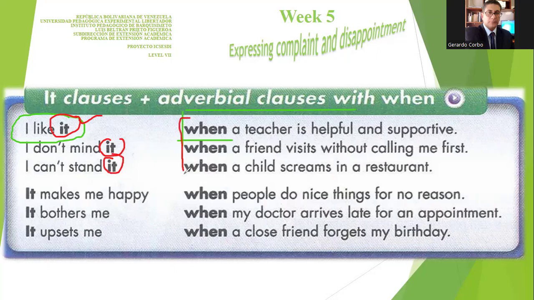And then we start with the pronoun when, okay? Then we have the subject. What are you talking about? The teacher, a friend, a child. And then you give the verb. And notice that the verb is in present. Why? In present, because it is something that always happens in the same way. You're talking about your likes in this moment, right? Or your dislikes. So I like it when a teacher is helpful and supportive. In negative form, I don't mind it.